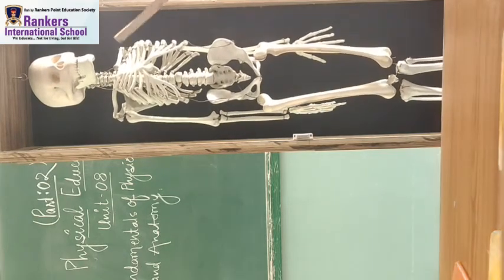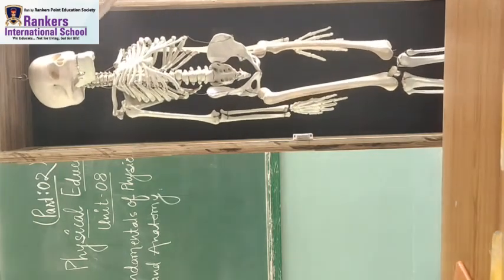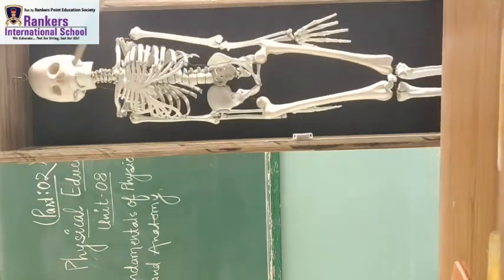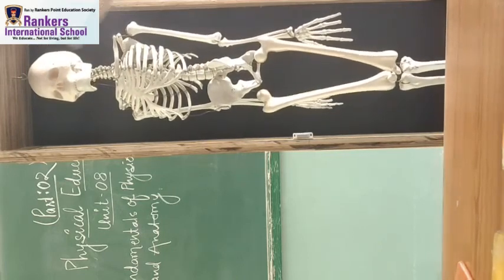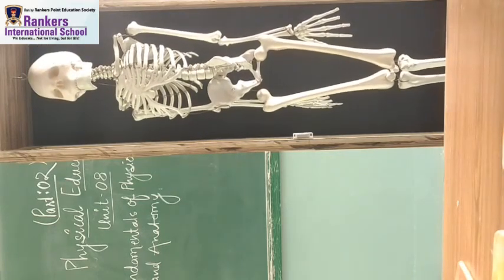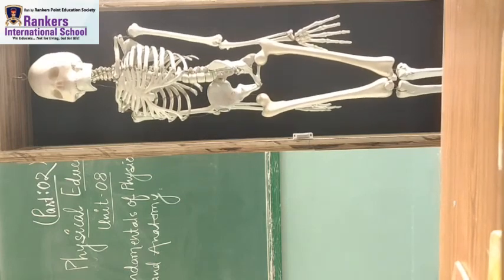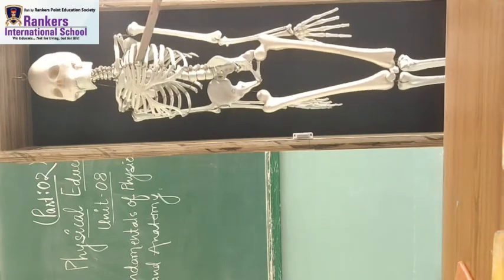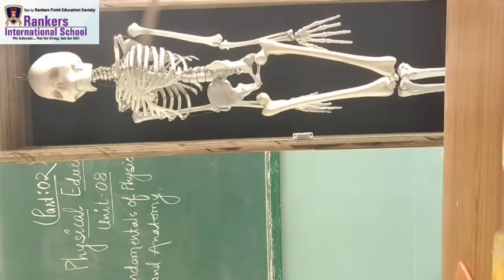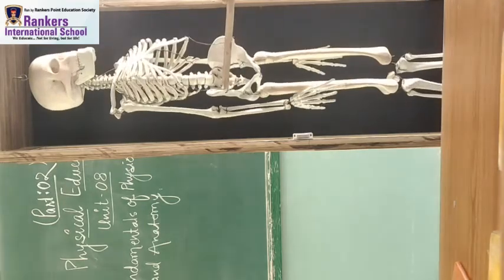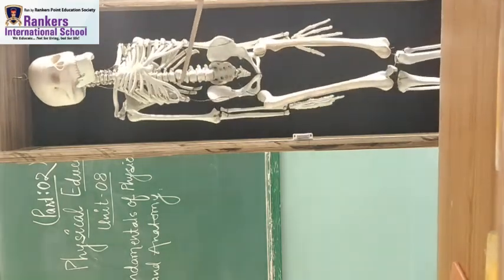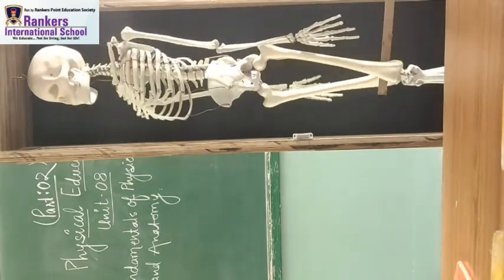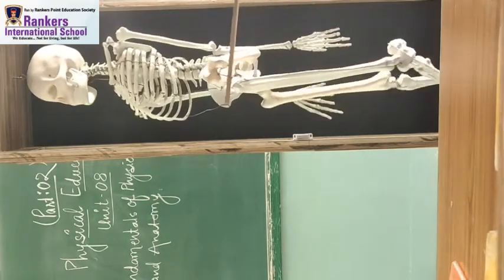Let's say if we talk about the rib cage, it protects our lungs. This is the buccal cavity, the nose region, the head region, the skull region. If we talk about the number of bones in our body, we have 206 bones in total. This is the pelvic region, these are the vertebral columns, and this is the knee joint we have.